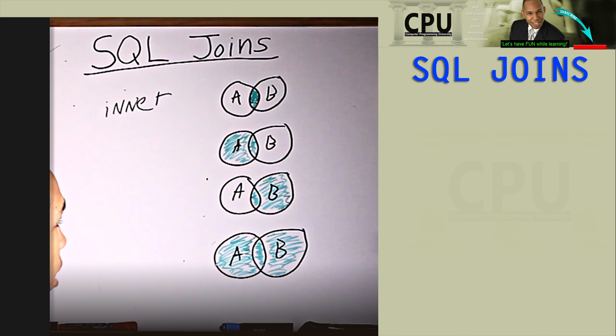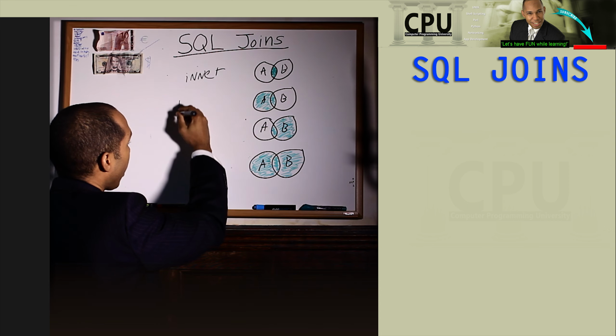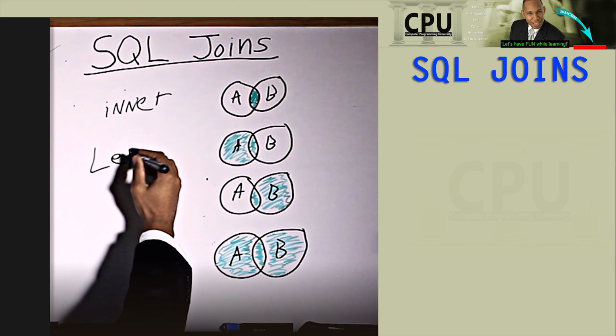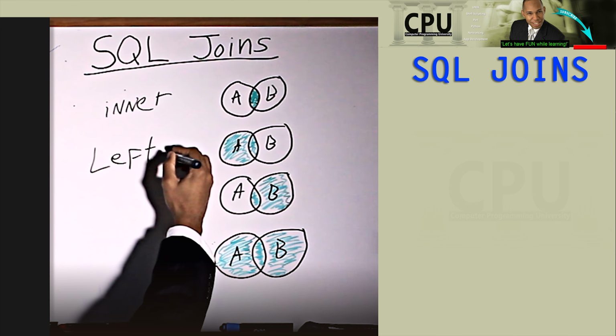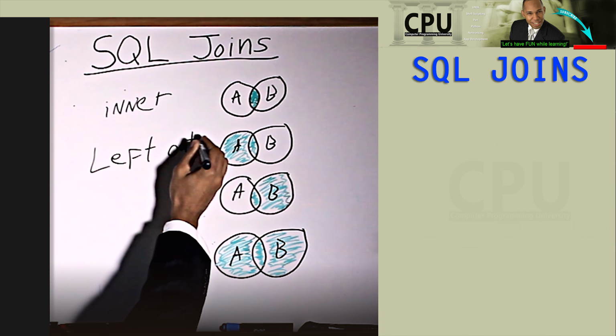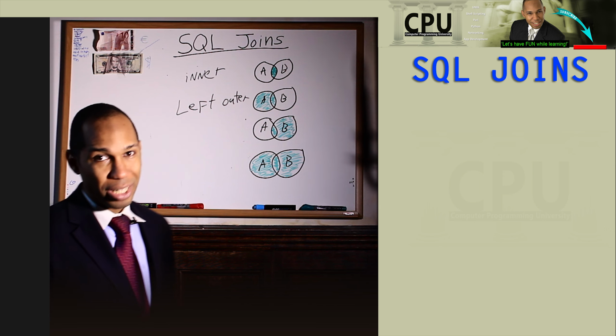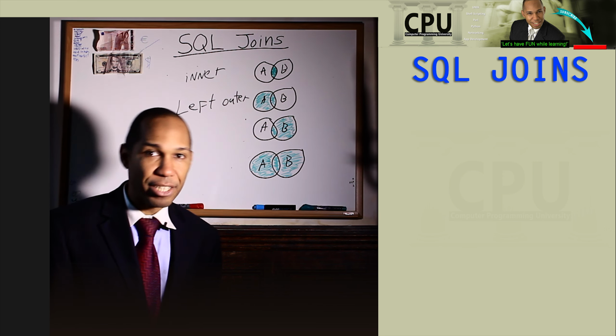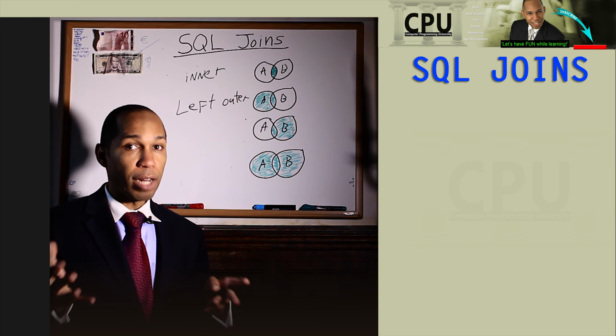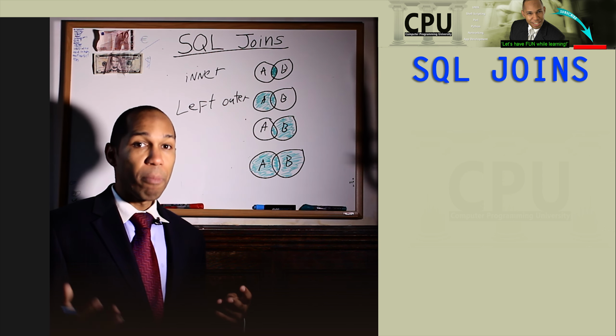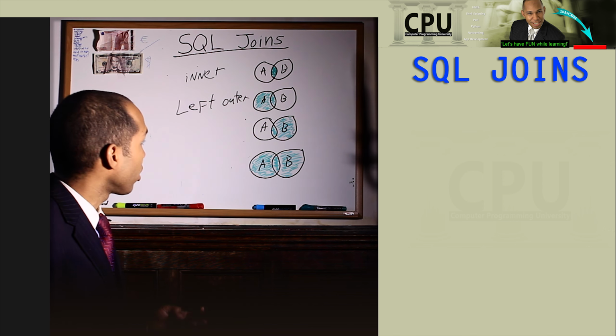That's your inner join. Then you have a left outer join. Excuse my writing there. A left outer join is going to produce a complete set of records from table A with matching records where it's available in table B. If there's no match, then you're going to see a null on the other side.